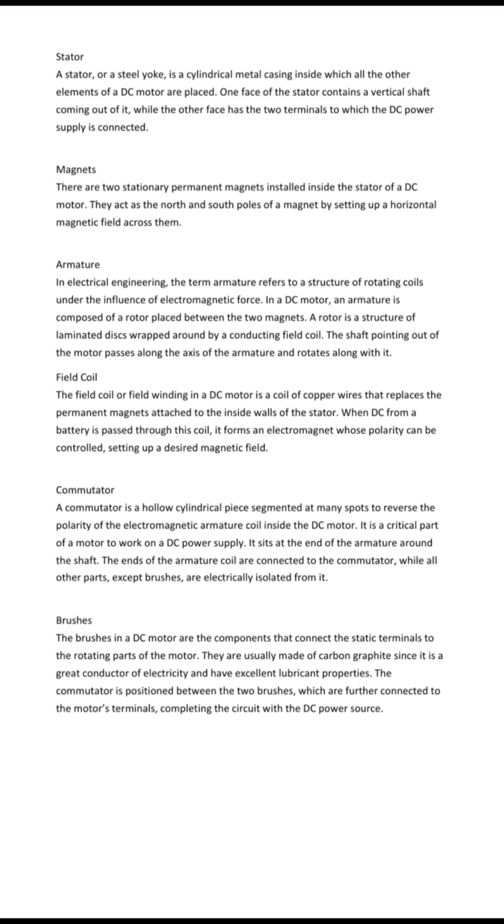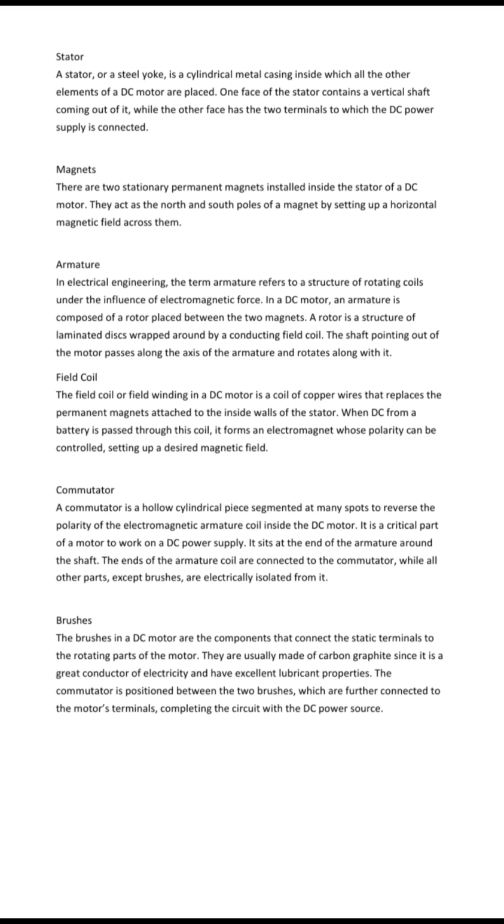Armature. In electrical engineering, the term armature refers to the structure of rotating coils under the influence of electromagnetic force. In a DC motor, an armature is composed of a rotor placed between two magnets. A rotor is a structure of laminated discs wrapped around by a conducting field coil. The shaft pointing out of the motor passes along the axis of the armature and rotates along with it.